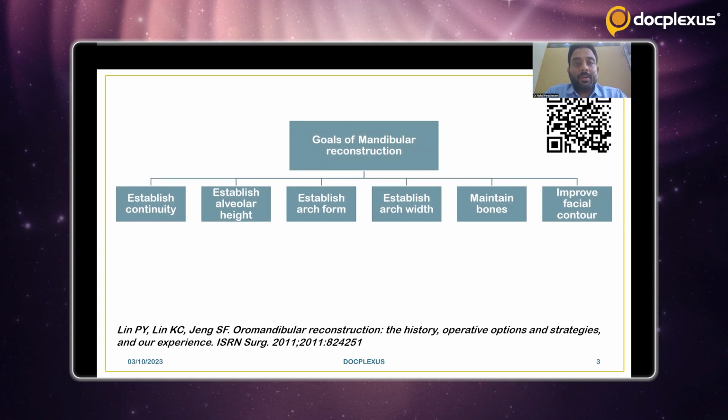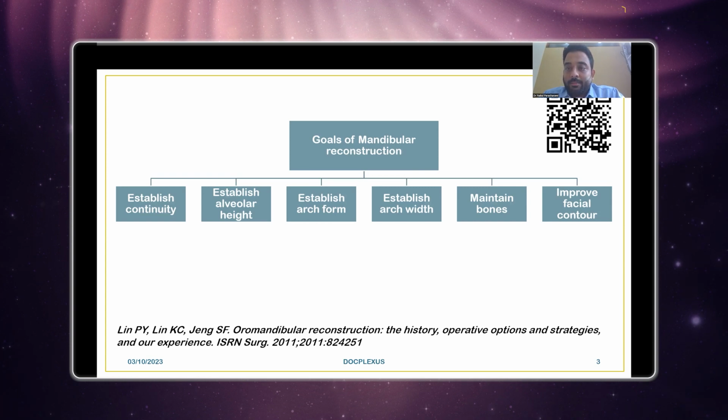Basically, mandibular reconstruction is not just removing an ablated part and not being able to do anything particularly good to it, but it has various goals: to establish continuity, to establish alveolar height, establish arch form, arch width, maintain bones, and improve facial contour. So it is a challenging aspect for many surgeons today.